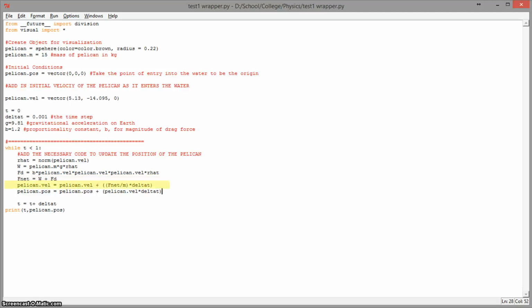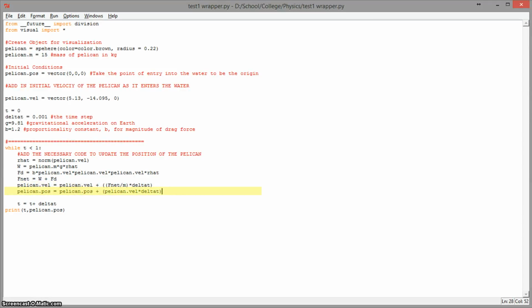The pelican's new velocity for each iteration is equal, using Newton's second law, to the initial velocity summed together with F net over m multiplied by delta t. This is just basic Newton's second law written out in Python code given the variables.